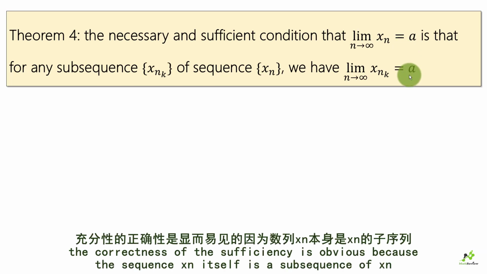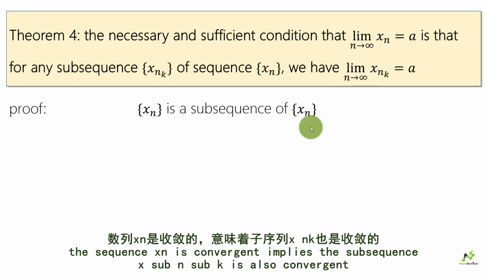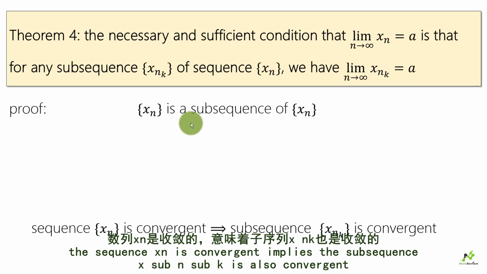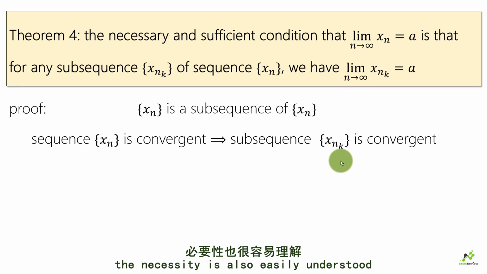Proof. The sufficiency is obvious because the sequence xn itself is a subsequence of xn. The sequence xn is convergent, which implies the subsequence x sub n sub k is also convergent. The necessity is also easily understood.